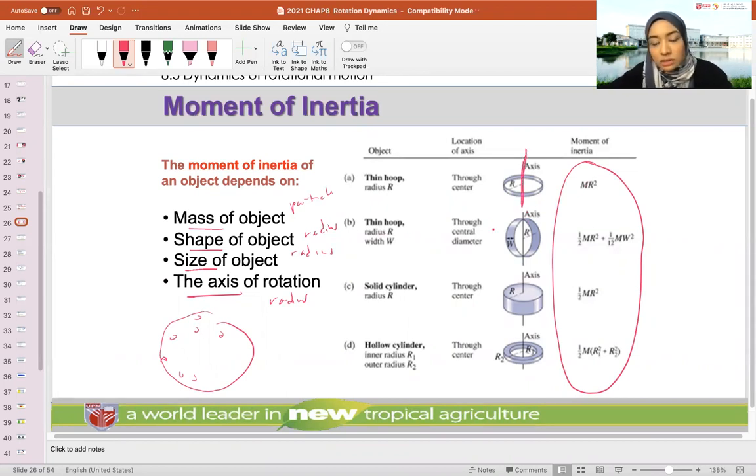Okay, so the next one is also a thin hoop, but the axis of rotation is over here. The axis of rotation is different. Remember, the axis of rotation determines our R. So now instead of the R over here, our R is now here. Their values are going to be different. So now we have, this is width W, the width of this loop.